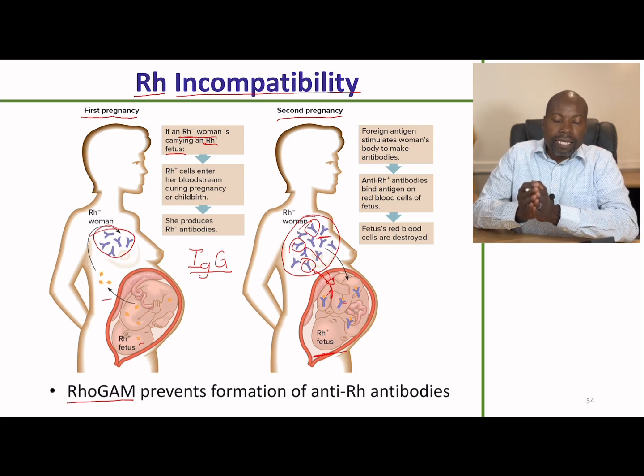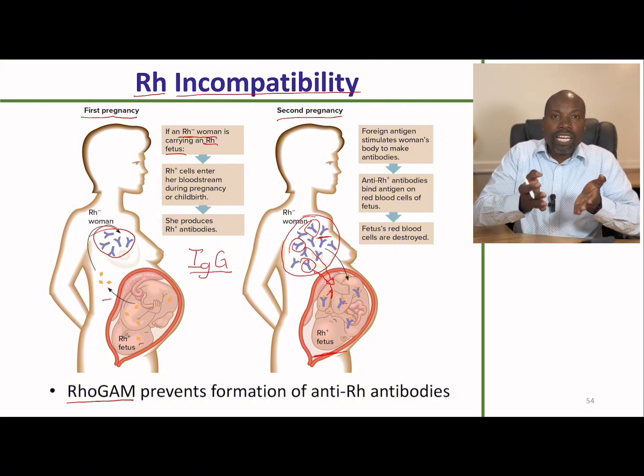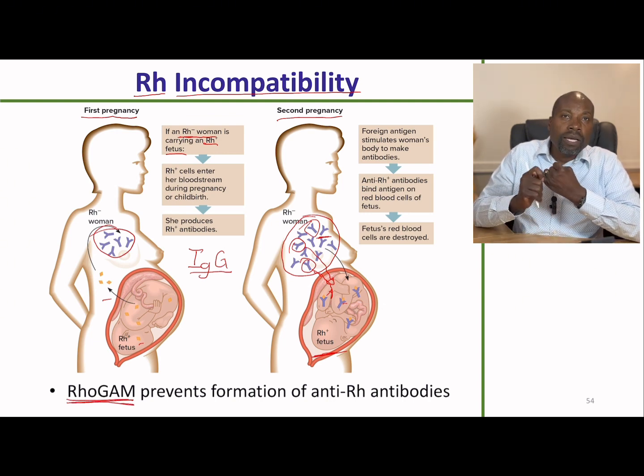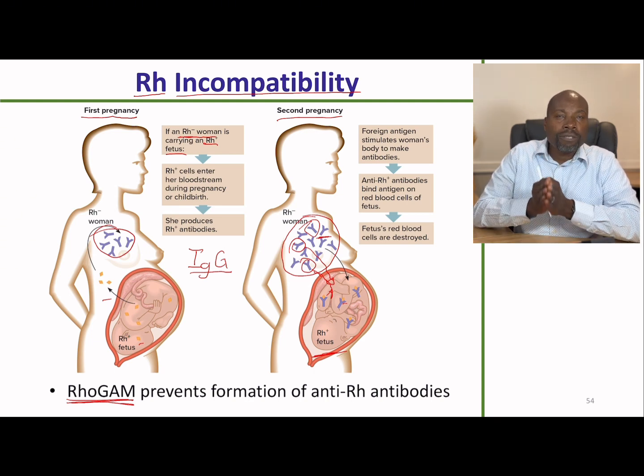We are basically saying, we are going to prevent mom from ever being aware of the fact that she ever carried a fetus with rhesus positive factor on the surface of the cell. By doing what? By simply injecting this Rho gamma no more than 72 hours after giving birth the first time.